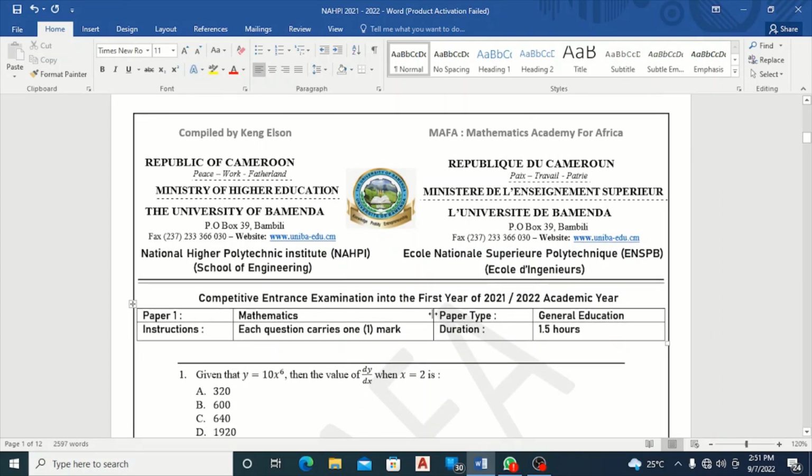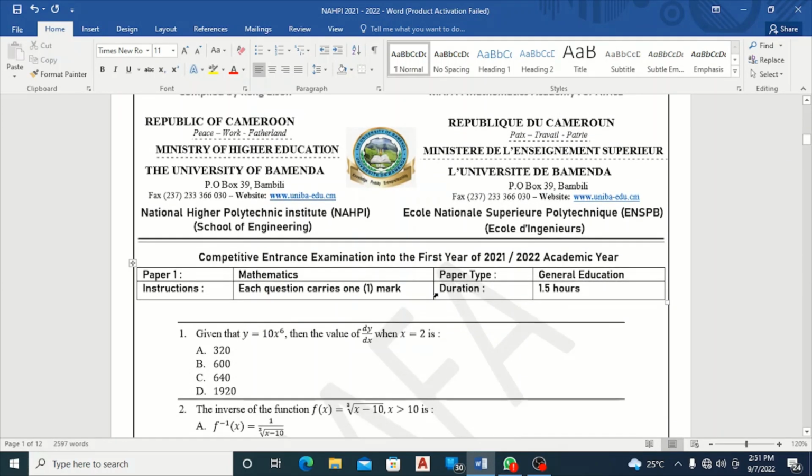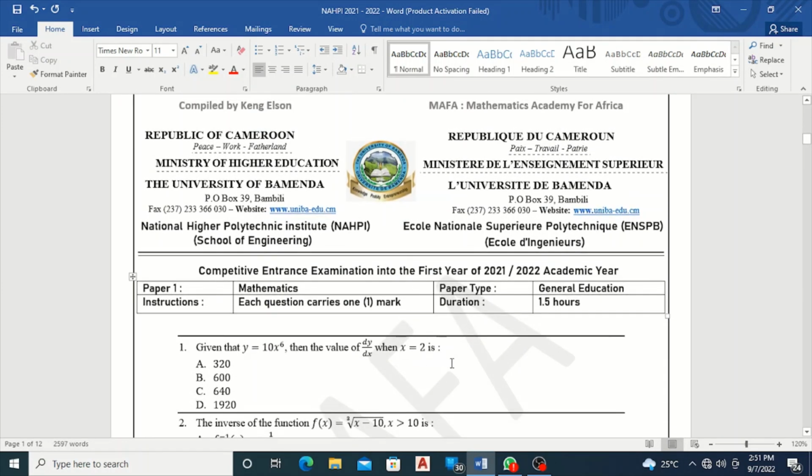Alright, so as you can see, the paper is displayed to you. I'm just going to go straight away to the solutions of the problems, but the instructions are clear. Each question carries 1 mark and it is a duration of 1.5 hours. That's 1 hour 30 minutes. So mathematics is paper 1, physics is paper 2, and then general knowledge and language paper 3.